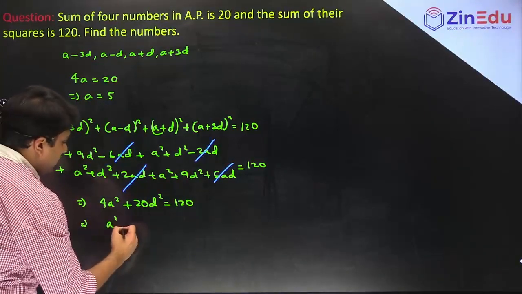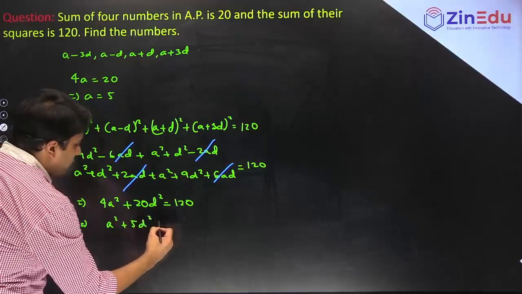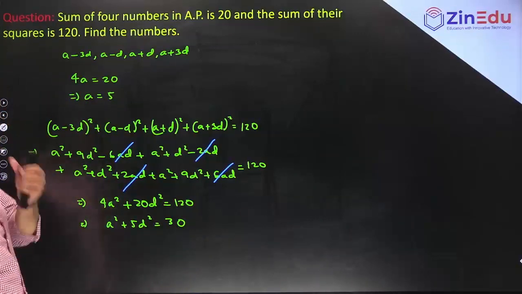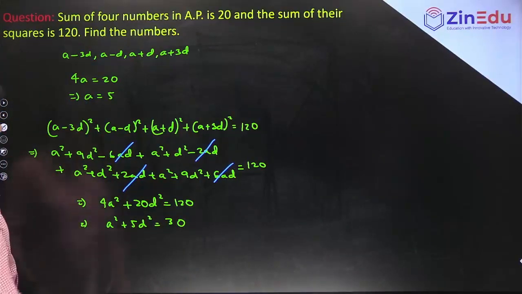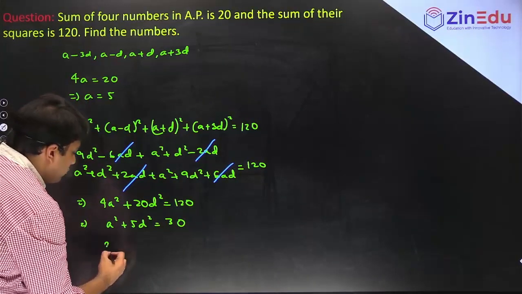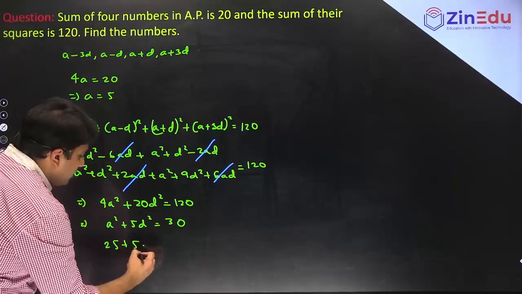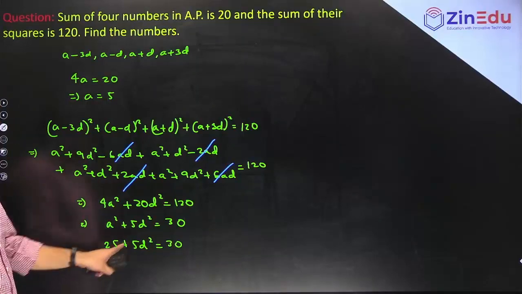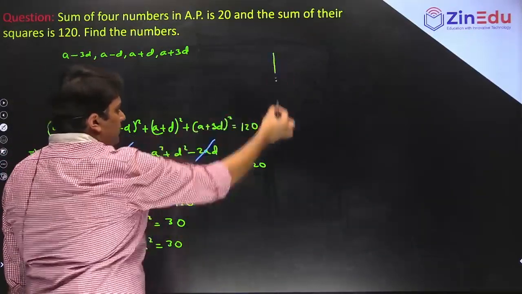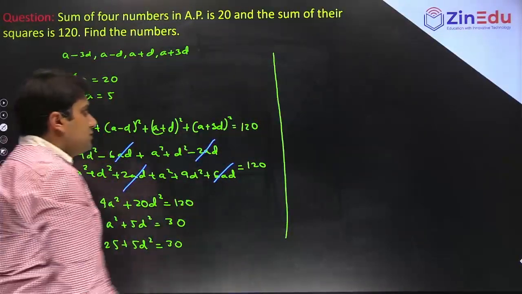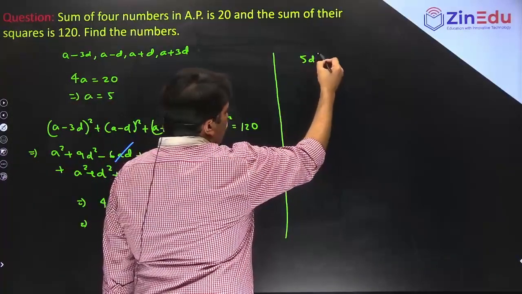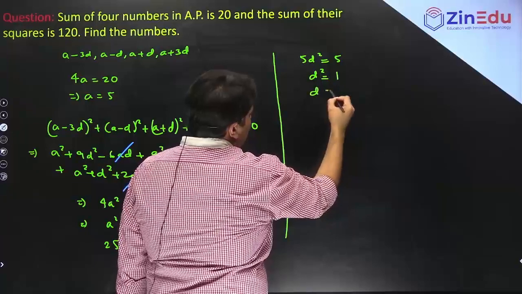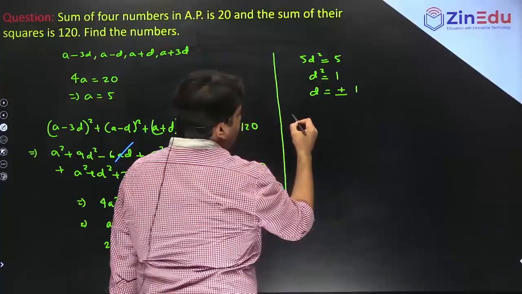I can take 4 common as well. So we'll get a square plus 5d square equals how much? This would be 30. So let's replace the value of a by 5. So we will have 25 plus 5d square equals 30. Now 25 will be transposed to the RHS, so it would be 5d square equals 5. That means d square equals 1, so d will be equal to plus minus 1.